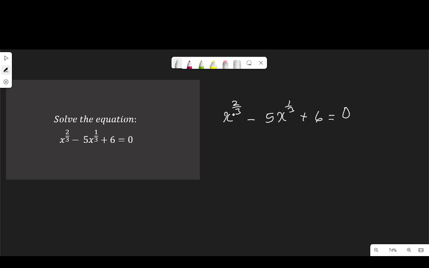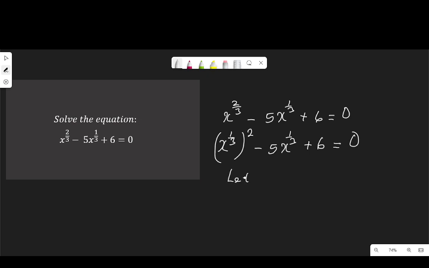This first term here, which is x to the power of 2 over 3, I can write it as x to the power of 1 over 3, then to the power of 2. I'm doing that so that, just like I have 1 over 3 here, I want to have it here too. Minus 5x to the power of 1 over 3 plus 6 equal to 0. So now that I have x to the power of 1 over 3 here and here, I can replace it.